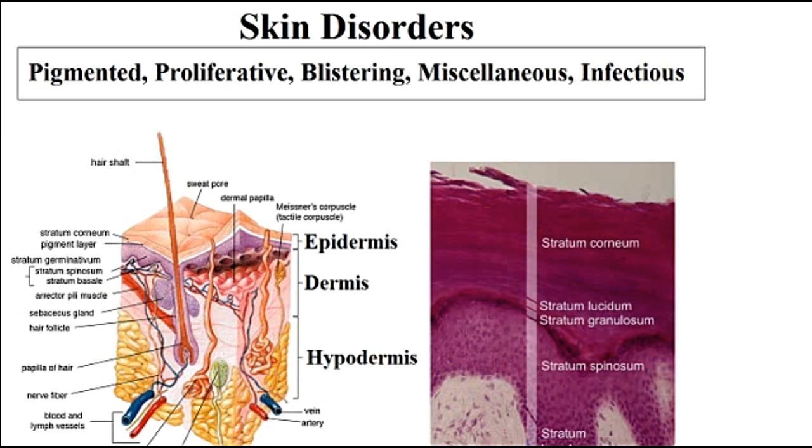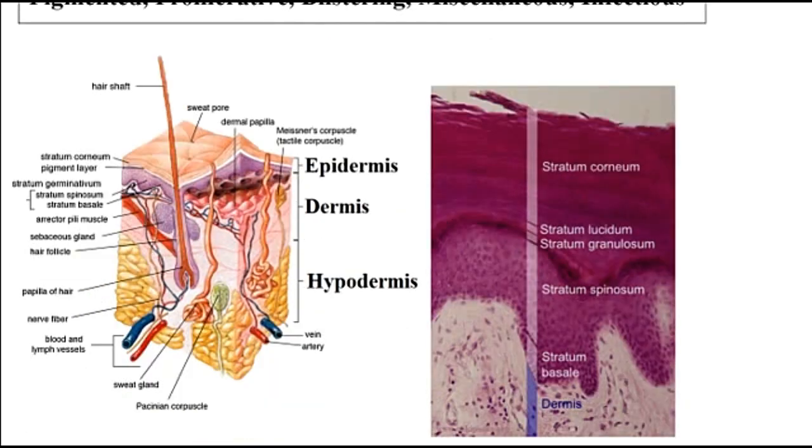Now, in order to understand these disorders, first I would like to discuss the normal structure of the skin. So the skin is made of 3 layers. The epidermis, which is the outermost layer and is made of a stratified squamous epithelium. Then we have the dermis, which contains the blood vessels, as well as lymph and nerves. And then underneath the dermis, we have the hypodermis, which contains the subcutaneous adipose tissue.